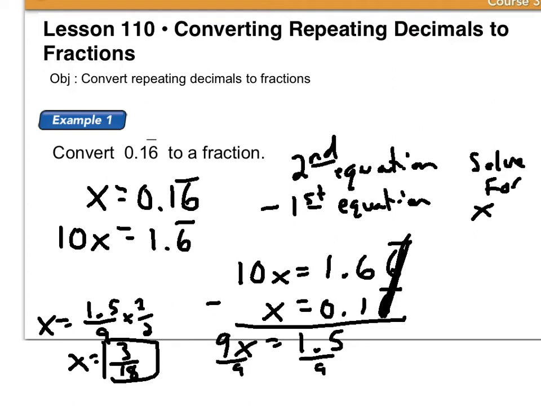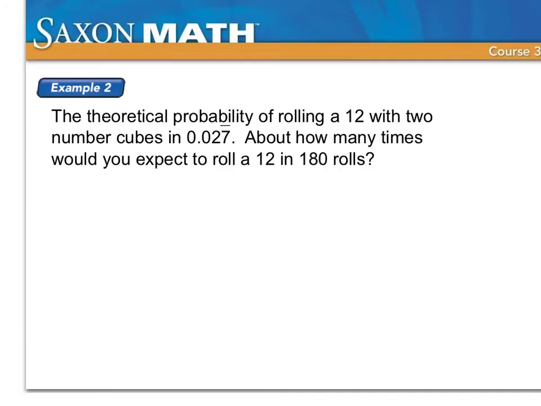Okay? Now let's do another example. Here it says the theoretical probability of rolling a 12 with two number cubes is 0.027 with the 7 repeating. But how many times would you expect to roll a 12 in 180 rolls? Alright, well, the very first thing we do is, again, we can't work with repeating decimals, so I need to change this to a fraction.